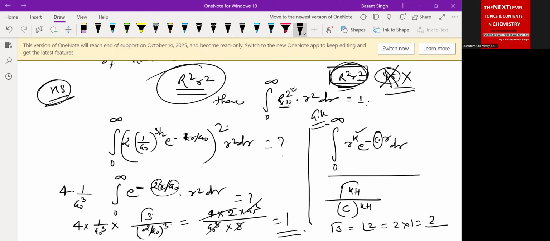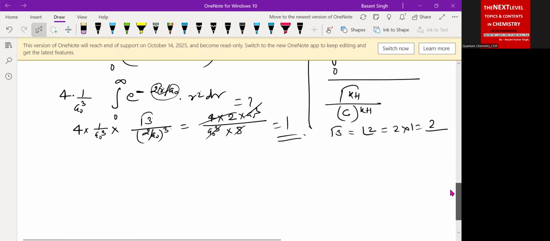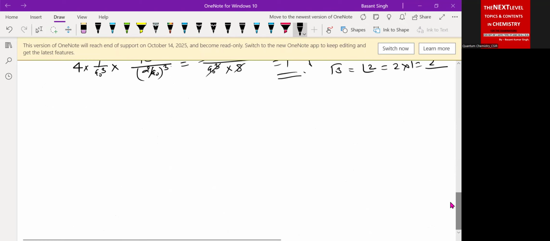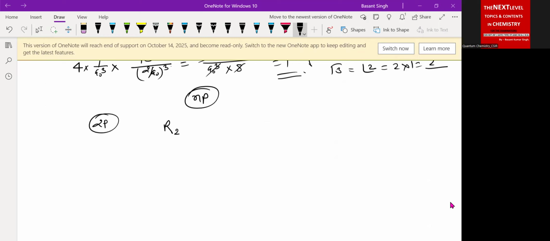Now check for the np function, nd function. For simplicity, I have taken one more example, that is the np state, the 2p state. Then the radial function for 2,1. This subscript represents the n value 2 and the l value 1. That is for the 2p state. So the radial function, this is also taken from any textbook.